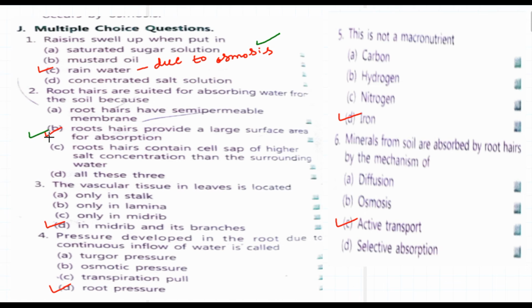The vascular tissue in leaves is located both in midrib and its branches. Pressure developed in the root due to continuous inflow of water is called, as I have told you earlier, root pressure. This is not a macronutrient. These all are micro, but this is not a macronutrient. So iron is not a macronutrient, it is a micronutrient. Minerals from soil are absorbed by root hairs by the mechanism of active transport, right?